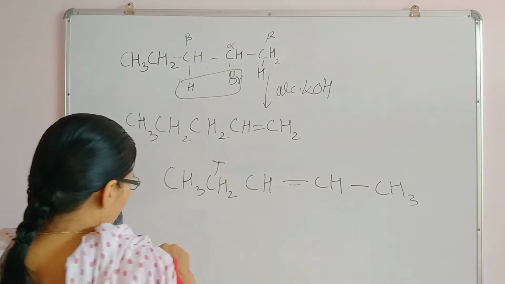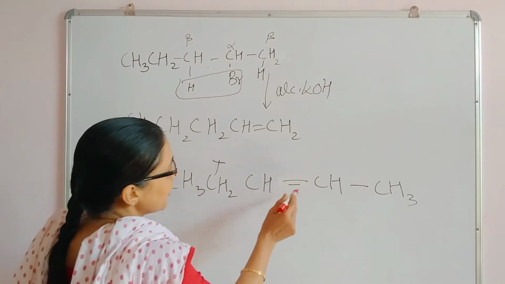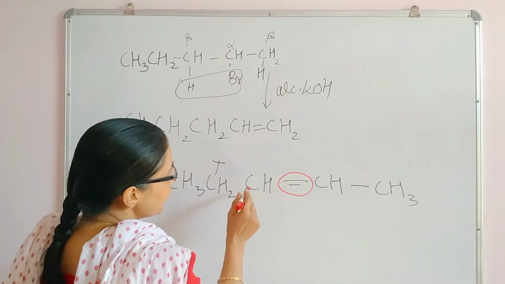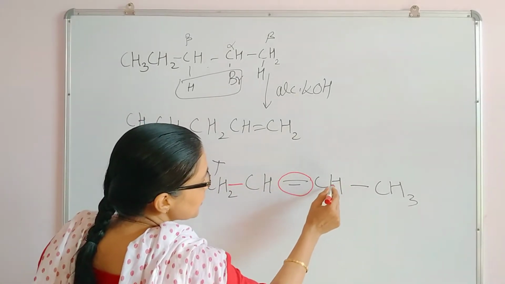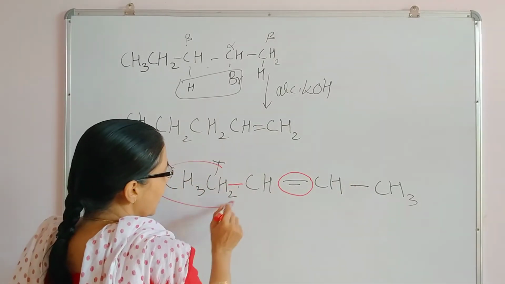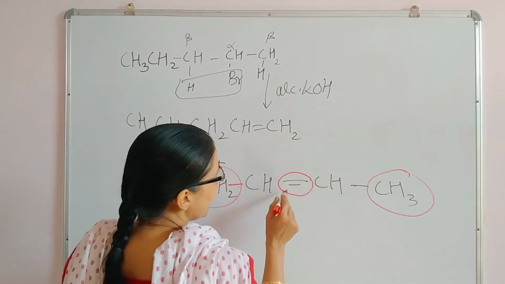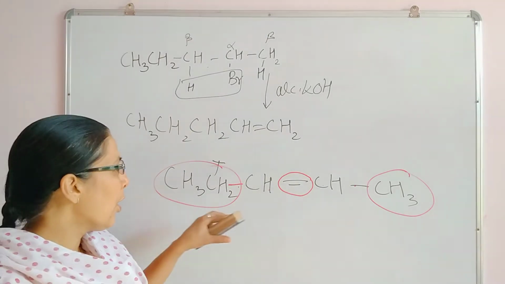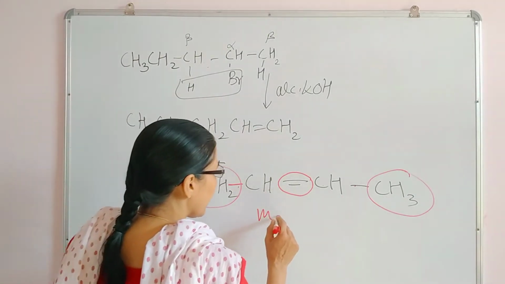As I told you, the more substituted alkene is more stable. For this purpose, see the double bond. From this double bond, two substitutions are here. One and another one. This is the first substitution. This one is the second substitution. The second way, two hydrogens are remaining over the double bond. So if lesser number of hydrogen or more substitution, then it will be treated as the major product.